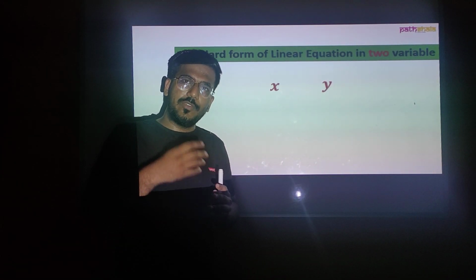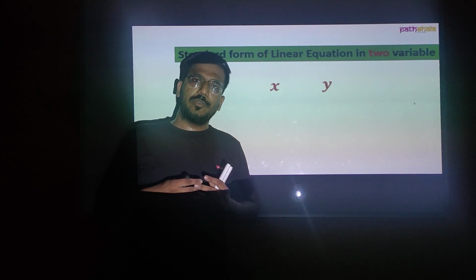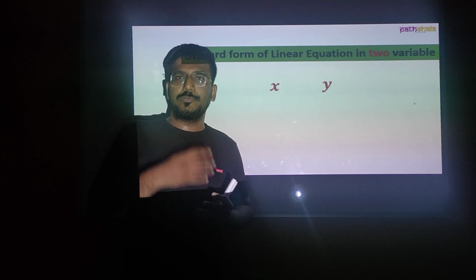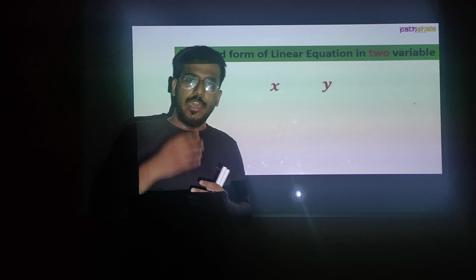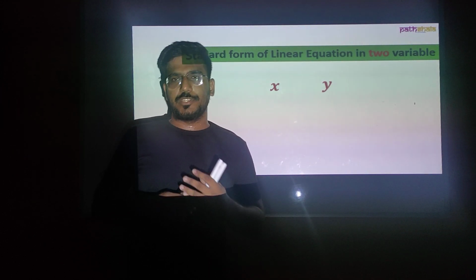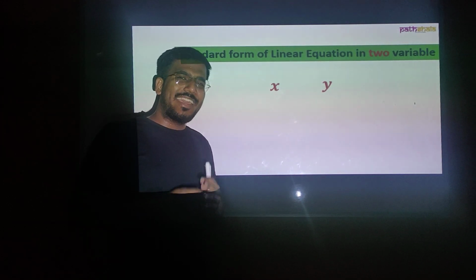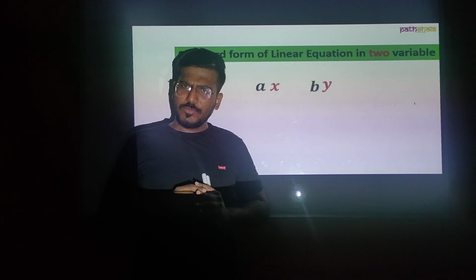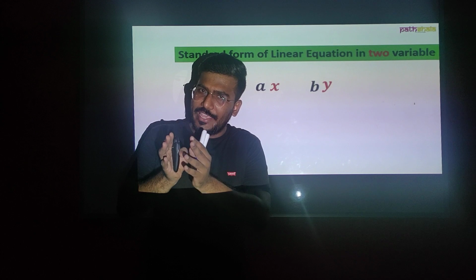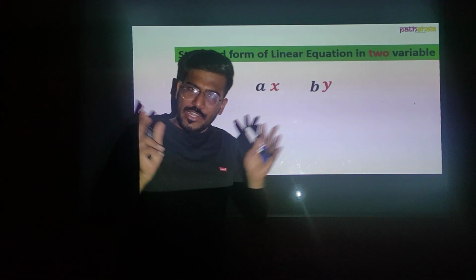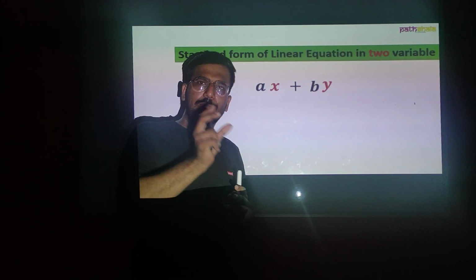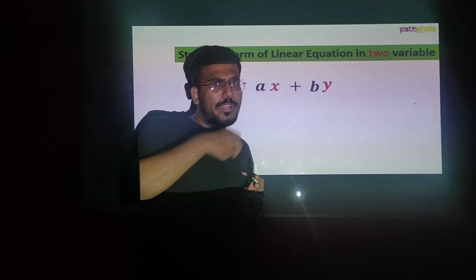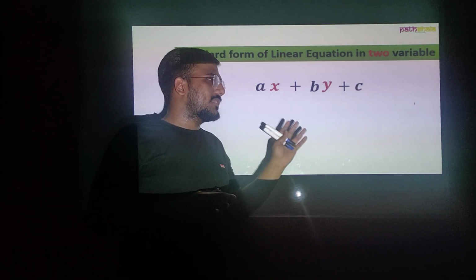Now children, every variable should have a partner, and these partners in algebra are called coefficients. So the coefficient of x is a, the coefficient of y is b. So we have got two terms over here, ax and by. Now let us join these two terms. We get ax plus by. Now let's put one more constant term, that is plus c.